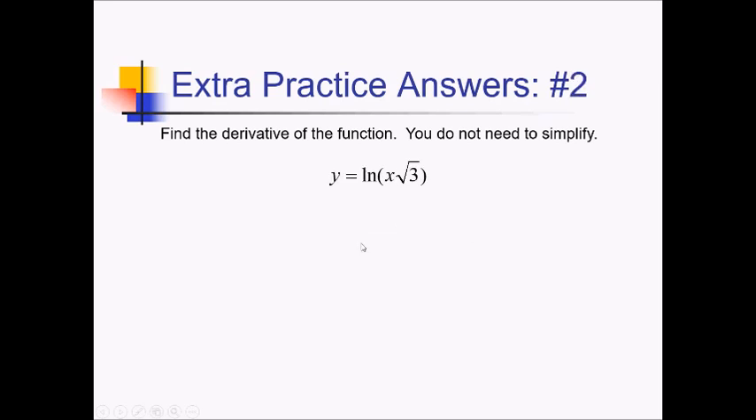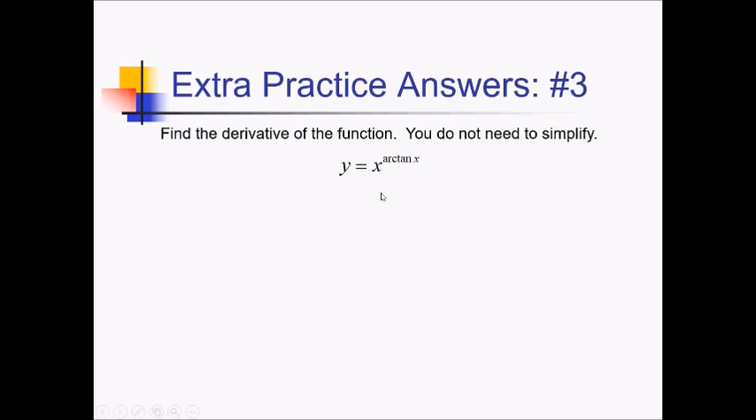To make our lives easier on this problem, before we try taking the derivative, I'm actually going to split this up. So I'm going to have ln of x plus ln of radical 3, because multiplication turns into addition when I use my log rules. Ln of radical 3, the good news is this is a constant, so the derivative of this thing here is going to be 0. So we really just need the derivative of ln of x, which is just 1 over x.